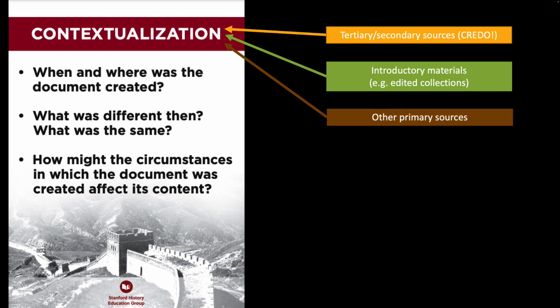And finally, again, if you find a primary source through, say, a published collection, that published collection will usually have some sort of introductory material, say an introduction in a book or kind of introductory paragraphs in front of the excerpts of the primary sources that you're reading. And those introductory materials oftentimes include a lot of contextualization, right? A lot of information about the historical context, about the time and place when the thing was created.